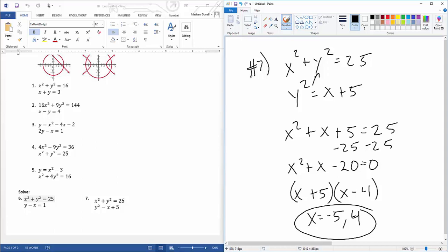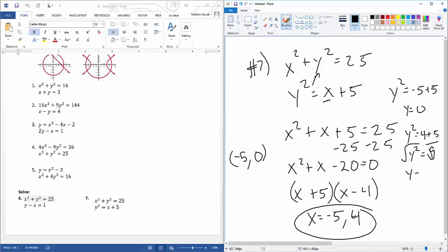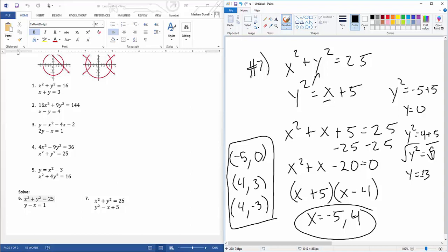And so we take those values and we want to plug them back in. So I'll plug them back into this equation. So I get y squared equals -5 plus 5. So y equals 0. So my point is -5, 0. And then if I plug in 4, I get y squared equals 4 plus 5. So y squared equals 9, square root both sides. Y equals 3, plus or minus because I took the square root. And so my x of 4 matched with both a +3 and a -3. And so those are going to be my solutions.